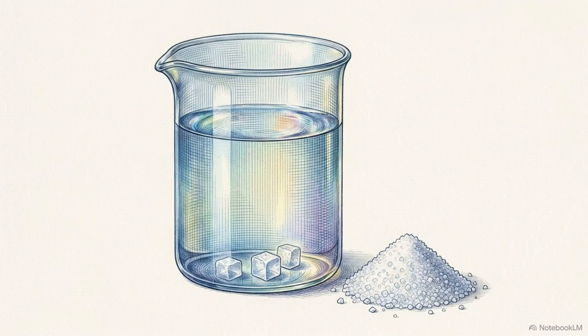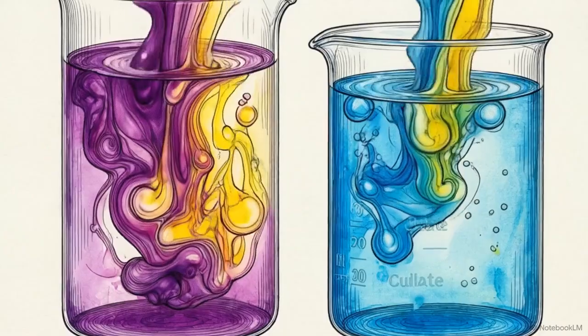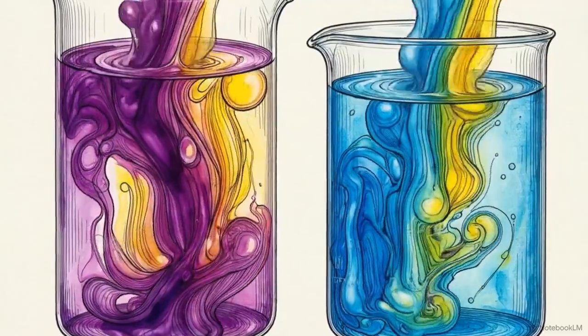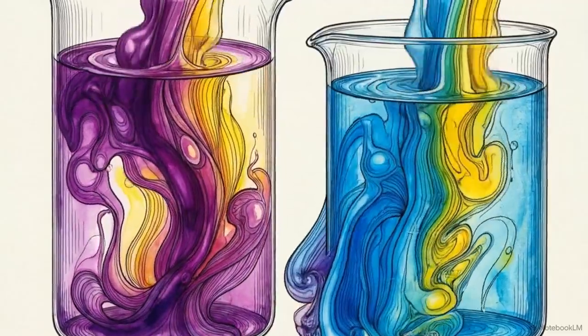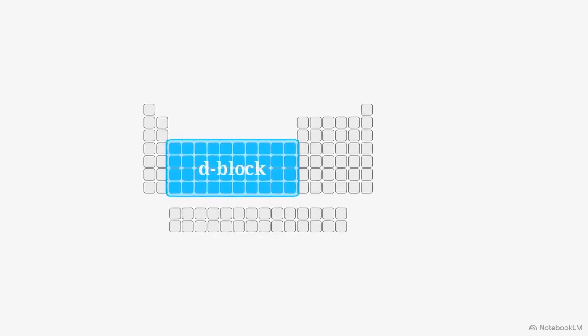Dissolving regular table salt in water produces a clear, predictable liquid. But dissolving certain metals from the center of the periodic table results in something else entirely. You get intensely colored, swirling liquid chemical solutions of bright blues, deep purples, and vivid yellows. These metals belong to the D block of the periodic table.